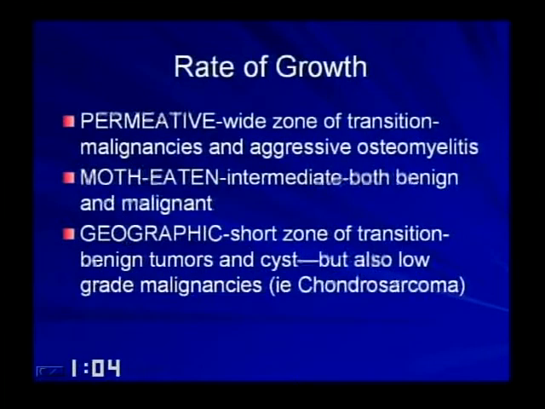Now, what about rate of growth? You want to look at these lesions and determine if you think it's benign or malignant. Now, you can't always, but it can be helpful to evaluate the margins of the lesions. Permeative lesions have a wide zone of transition. It's kind of difficult to tell where the tumor starts and ends, and this is on a plain film. Moth-eaten is intermediate, and geographic means there's a short zone of transition. This is normal, this is abnormal, and it can be sclerotic. That usually means benign, but sometimes low-grade malignancies like chondrosarcomas.